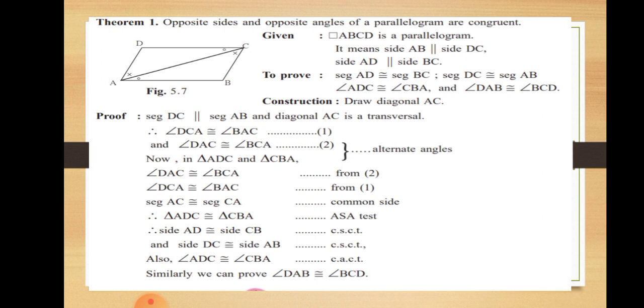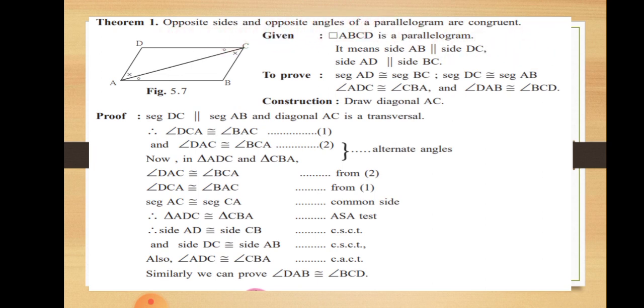Therefore triangle ADC is congruent with triangle CBA, by the angle side angle test. Got it? Now when two triangles are congruent, the remaining parts are also congruent with each other, and hence we can say that side AB is congruent with side CB, by CPCTC, corresponding parts of congruent triangles. Side DC is congruent with side AB, angle ADC is congruent with angle CBA, and similarly angle DAB is congruent with angle BCD. So hence what have we proved? We proved that opposite sides and opposite angles of a parallelogram are congruent. Got it? This is our first proof.